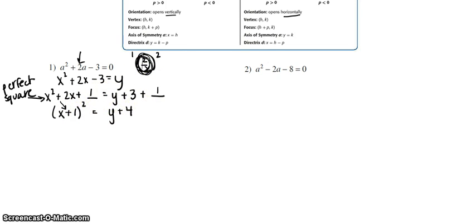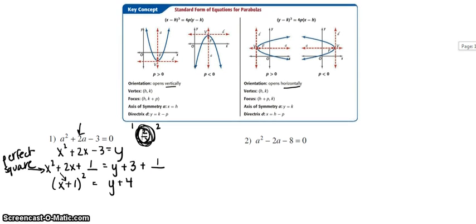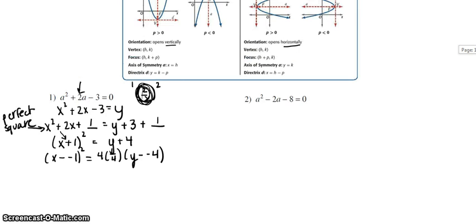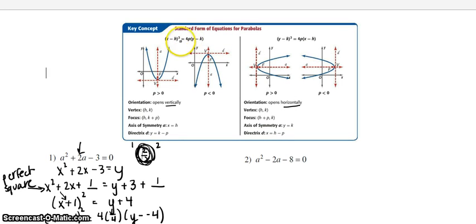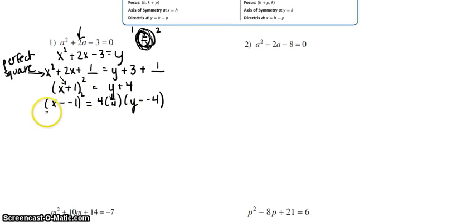Alright, so now we need to get it into this form: x minus h squared equals 4p times y minus k. So we have x minus negative 1, so we have x minus some h value, equals 4 times 1/4 times y minus negative 4. Now, all I did here was I just got it into a format so we can easily see, okay, this is h, this is p, and this is k. So we know that h is going to equal negative 1, just right there.